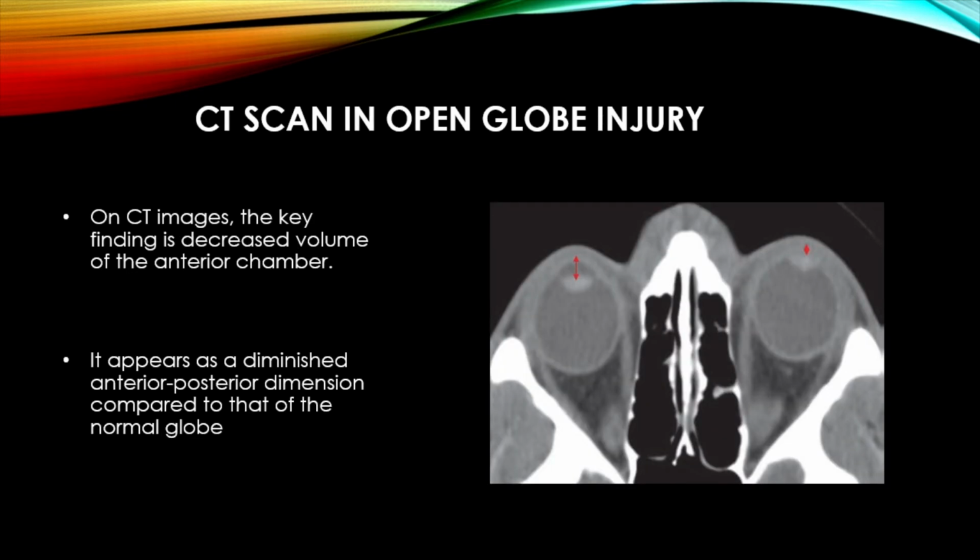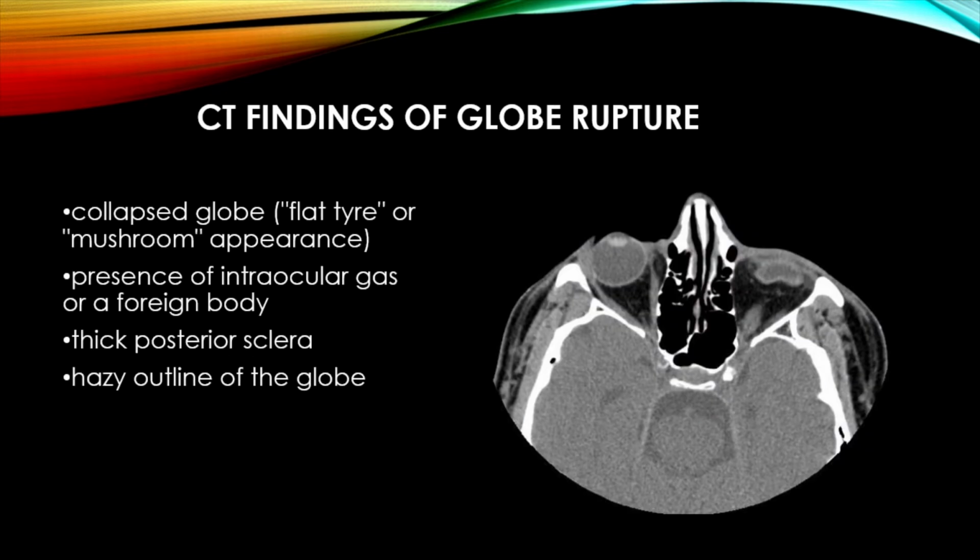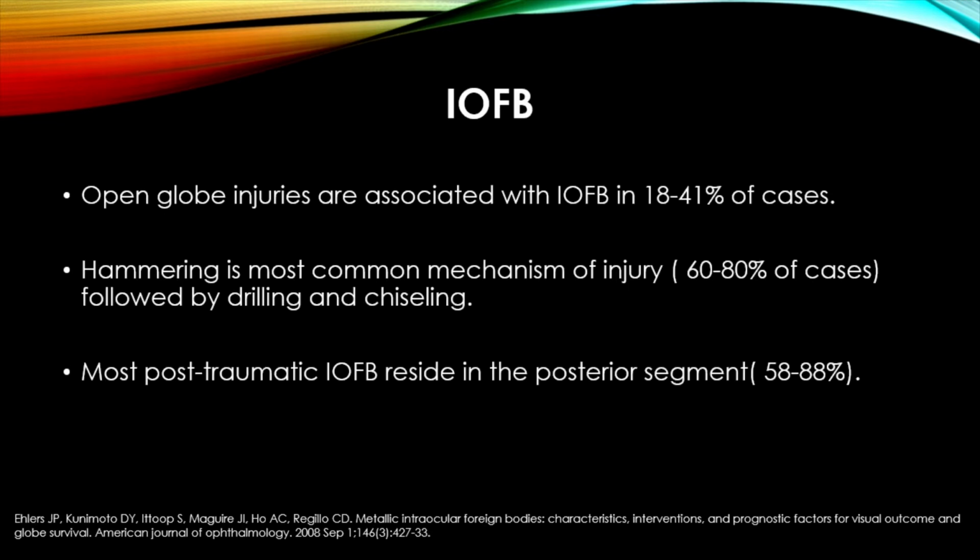pathologies. In case of an open globe injury, on CT scan, the key finding is the decreased volume of the anterior chamber, and clinically and on CT scan it appears as a diminished anteroposterior dimension compared to that of a normal globe, which suggests that there is an open globe injury. The common findings of globe rupture are that of a closed globe, which is also known as the flat tire or a mushroom appearance, the presence of any intraocular gas or a foreign body, the thickening of the posterior sclera, and the hazy outline of the globe.